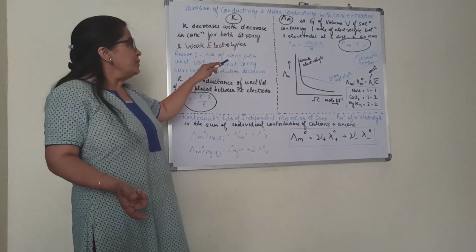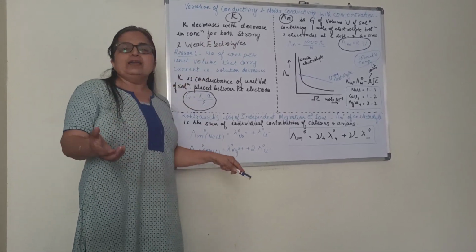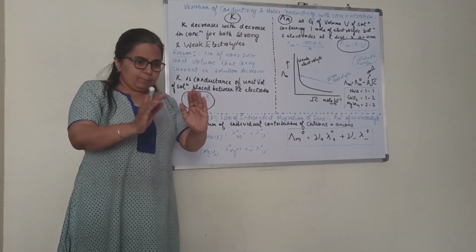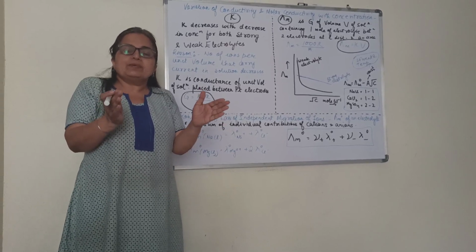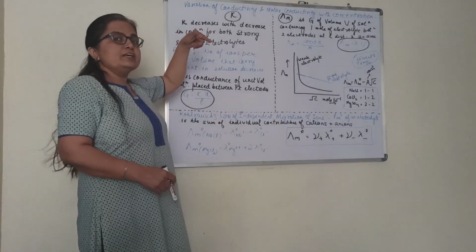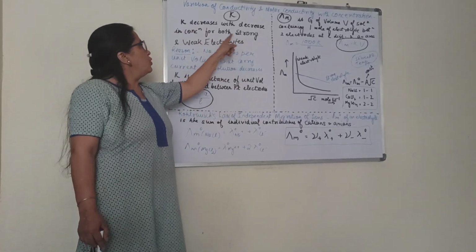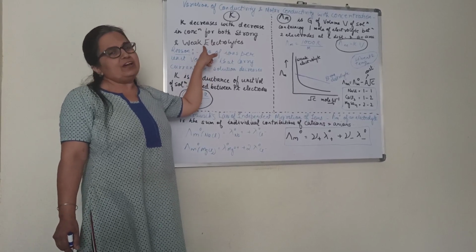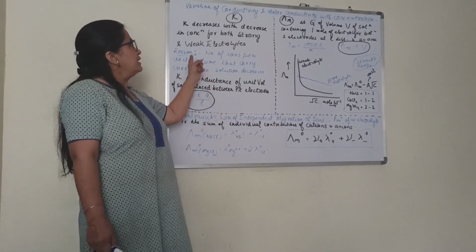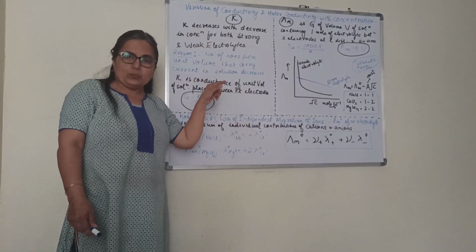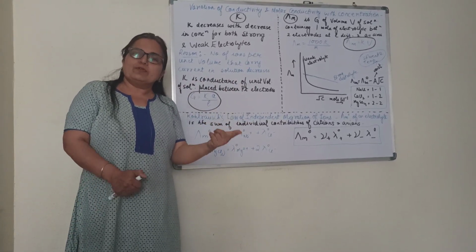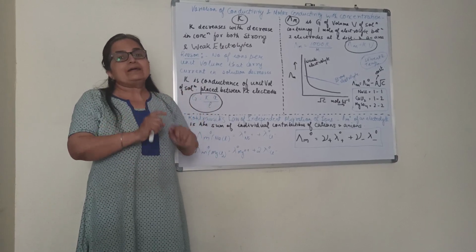The reason for that: the number of ions per unit volume decreases. When you add water to it, per unit volume, how many ions are present now after dilution? Will decrease. So kappa will decrease for what? For both strong and weak electrolytes. The same trend is observed for both. I will repeat once again, kappa decreases with dilution for both strong and weak electrolytes, reason being the number of ions per unit volume decreases.